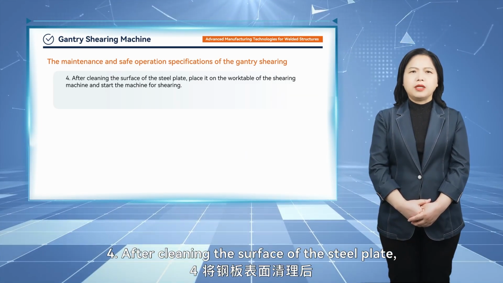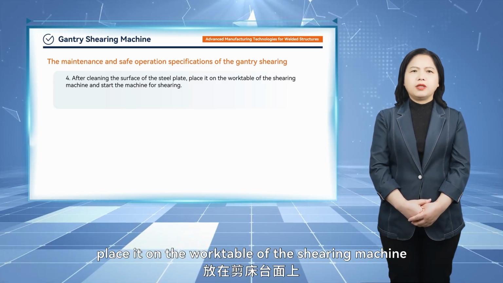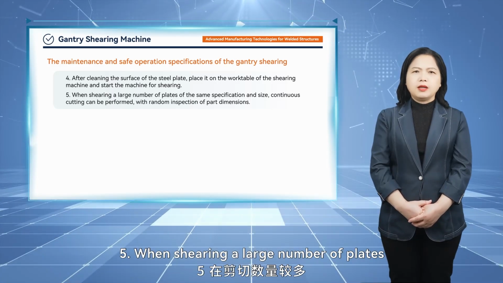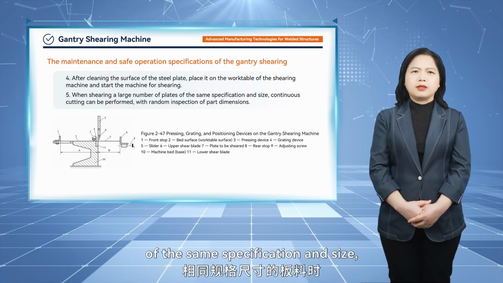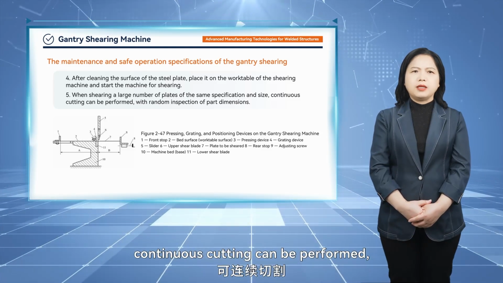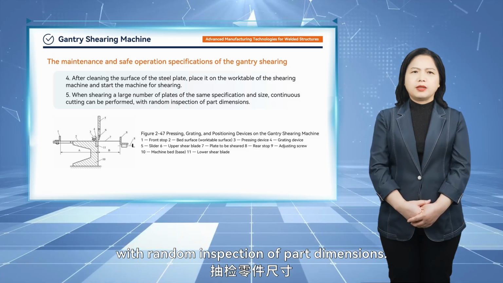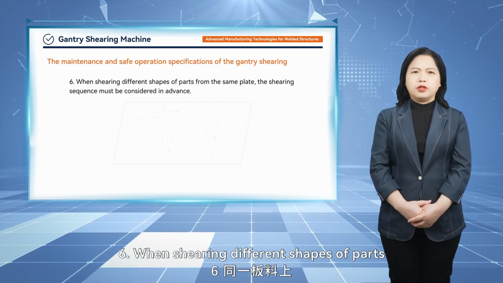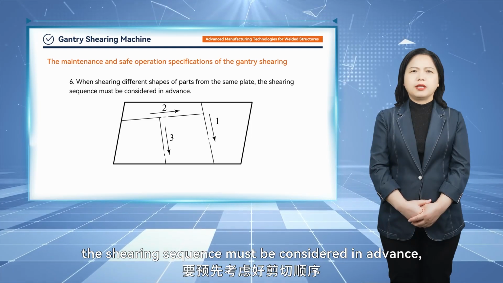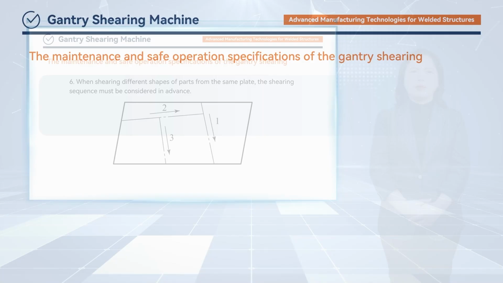4. After cleaning the surface of the steel plate, place it on the work table of the shearing machine and start the machine for shearing. 5. When shearing a large number of plates of the same specification and size, continuous cutting can be performed with random inspection of part dimensions. 6. When shearing different shapes of parts from the same plate, the shearing sequence must be considered in advance, as shown in the figure.